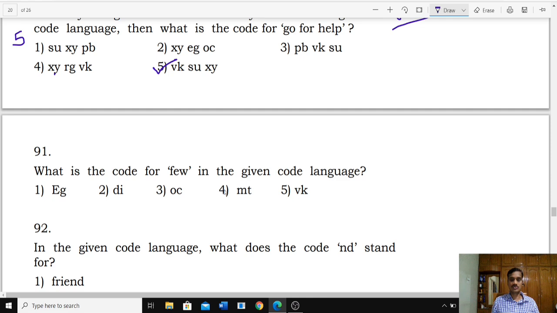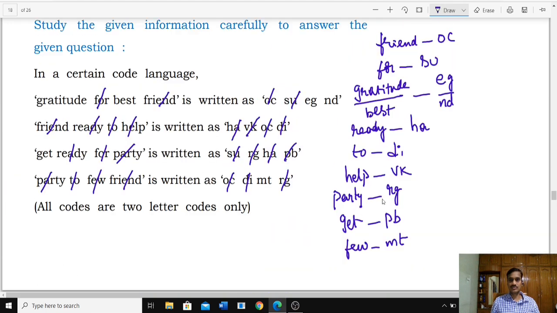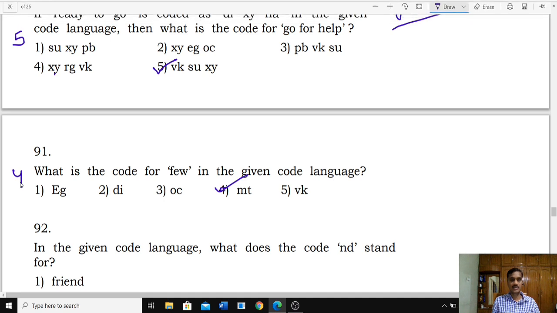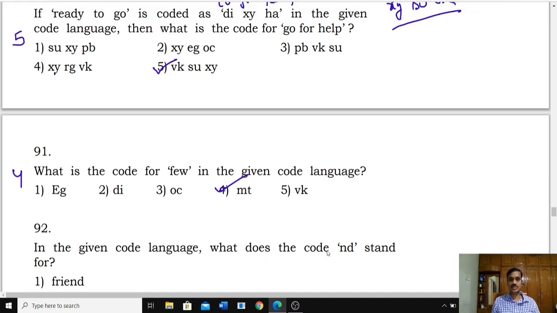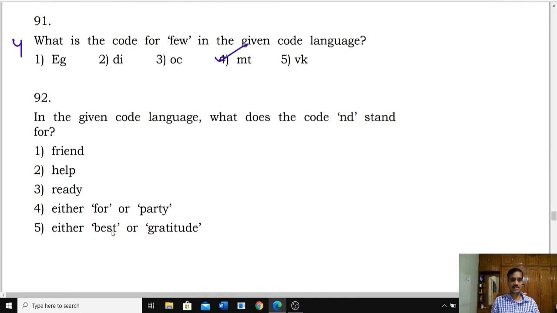Then 91, what is the code for few? Here few is empty. Empty is the code to the word few, that is choice 4, 91. Then 92, the given code language, what does the code ND stand for? ND stands for either gratitude or best. Either gratitude or best, hence it is given in choice 5, 92. Done with this, question numbers 88 to 92.